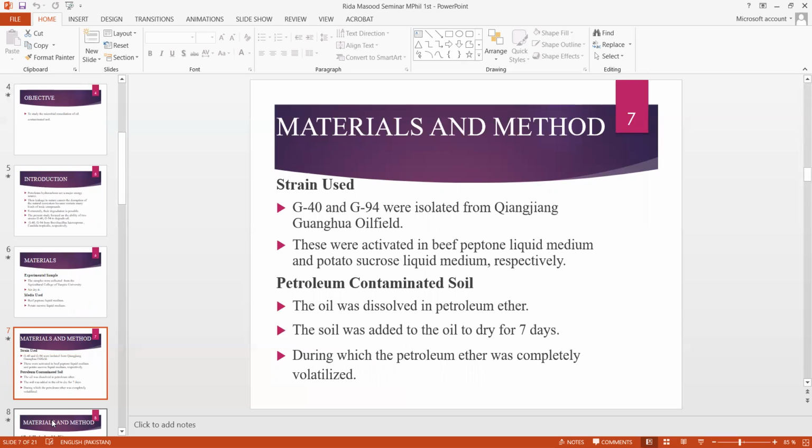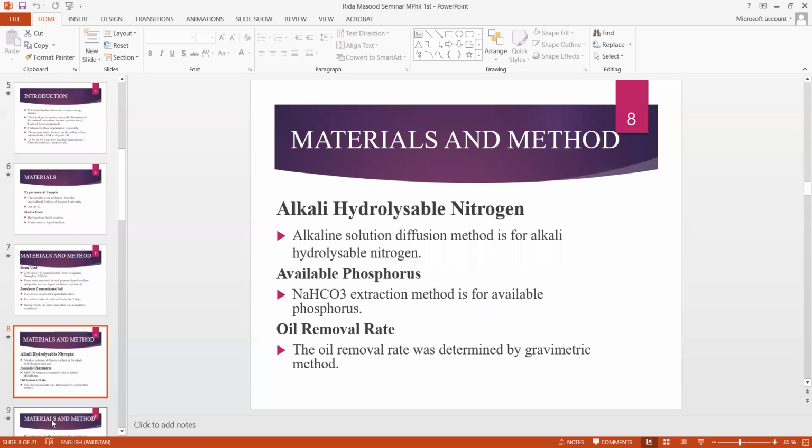Now, the strains which were collected and isolated were taken from Kongjang Ganboha oil field. These strains were then treated with beef peptone liquid medium and potato sucrose liquid medium on which they were activated. For the petroleum contaminated soil, the oil was first dissolved in petroleum ether and then added into the soil. It was kept for about 7 days, during which it dried up, and after that it was observed that the petroleum ether had completely volatilized.